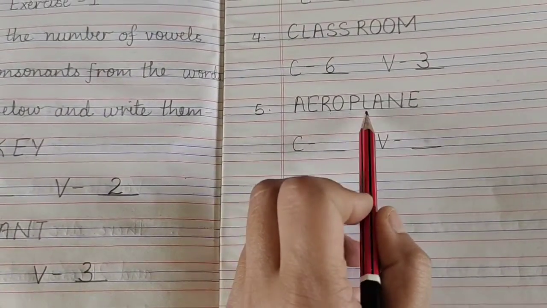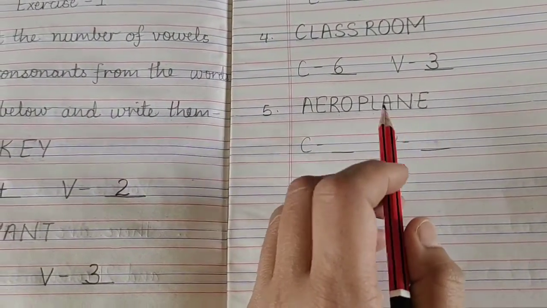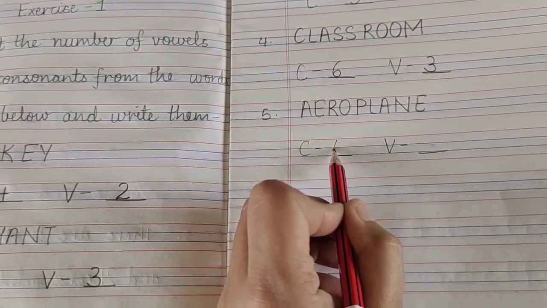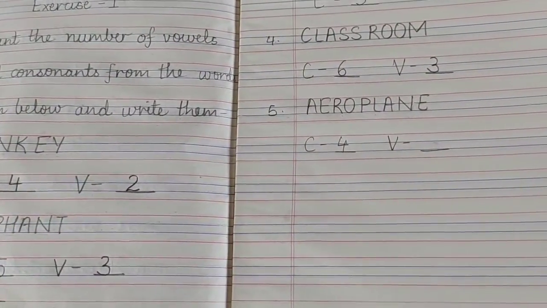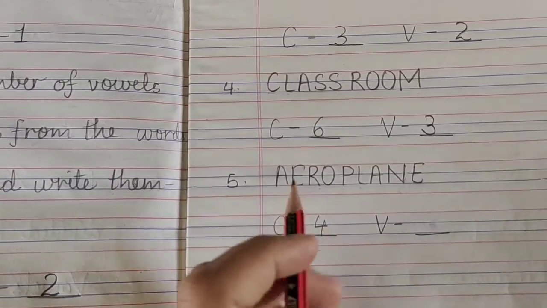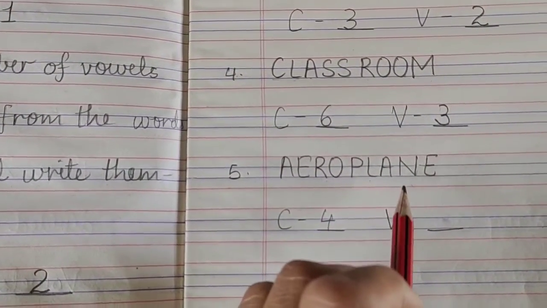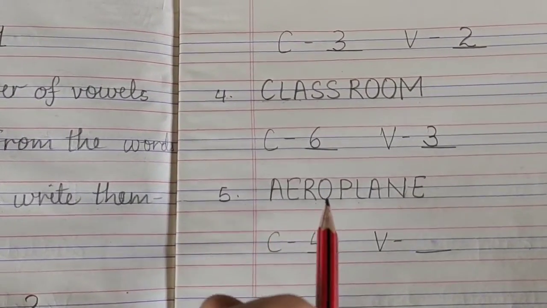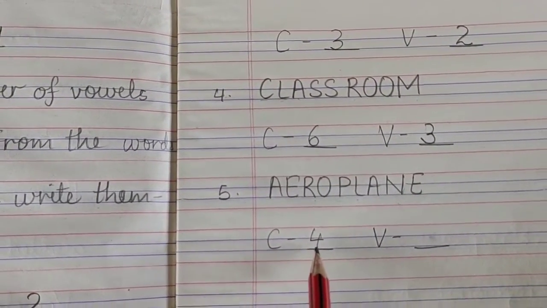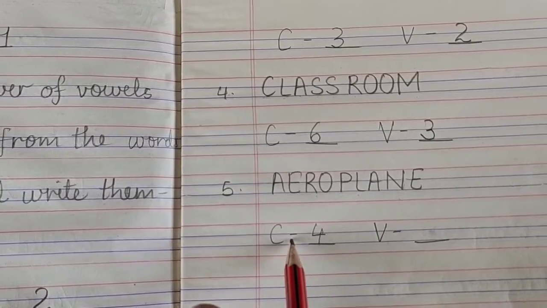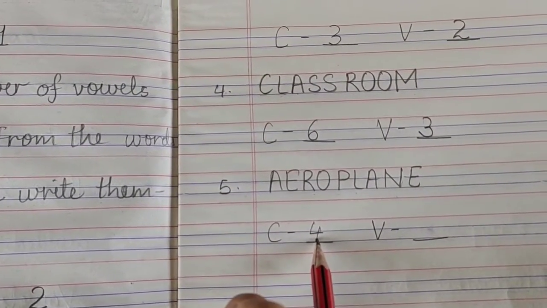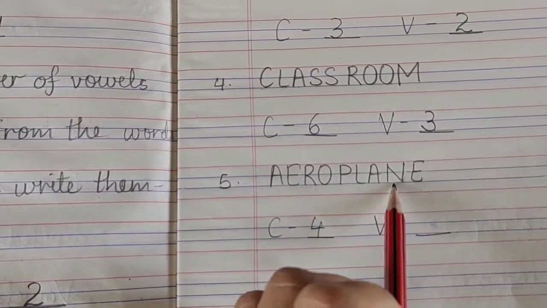1, 2, 3, 4. So there are 4 consonants. So you will write number 4 in front of C. Now children, in this word aeroplane you have to count the number of consonants. So we have written consonants 4 because there are 4 consonants.